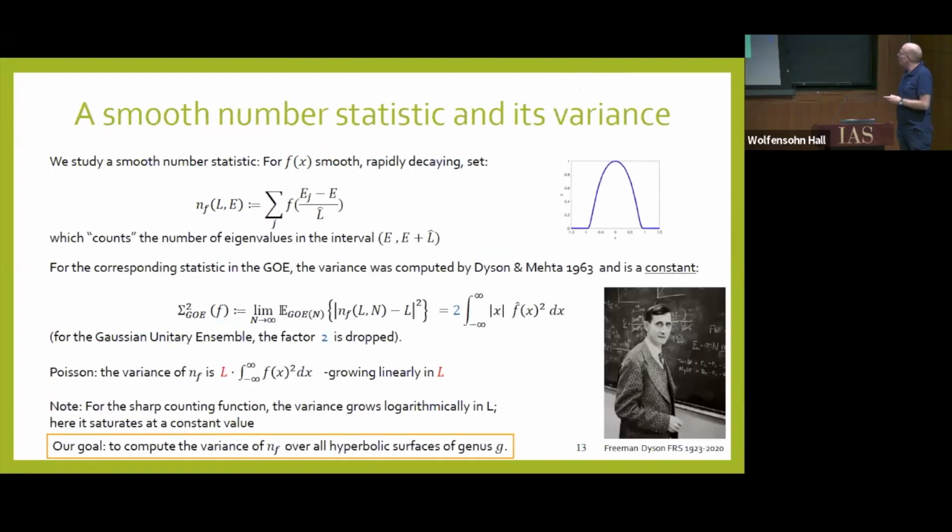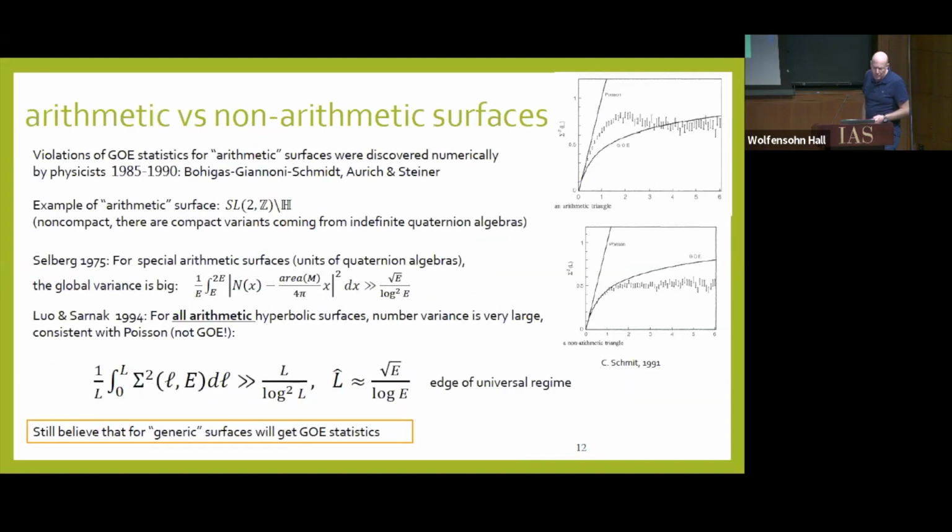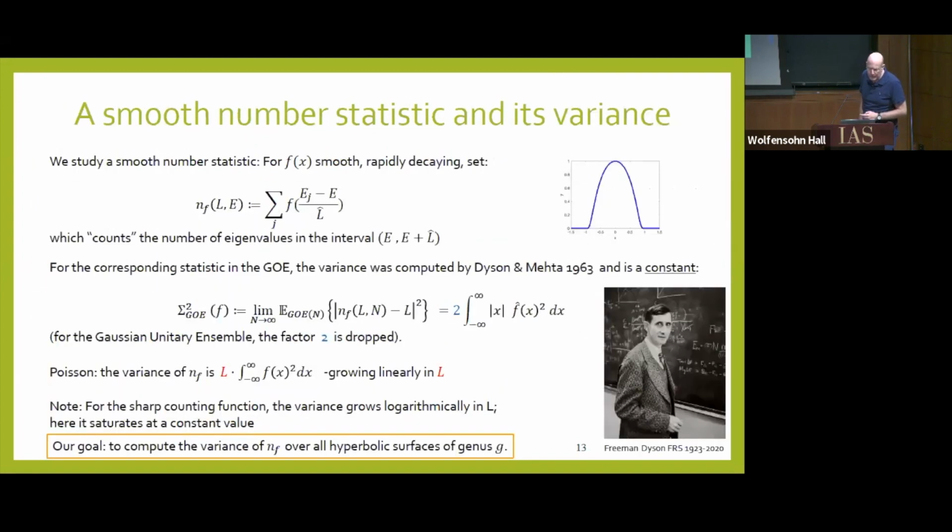Okay, so I want to study this. Just make sure I haven't skipped anything. Will I give a definition of arithmetic surface? No. It's not important for the rest of the discussion. Okay, so I want to play this game. I actually want to analytically do this experiment that Aviv and Stein did. I want to average over all surfaces.